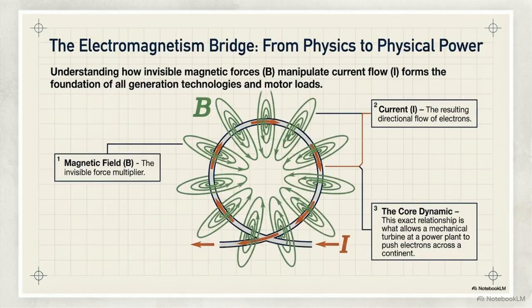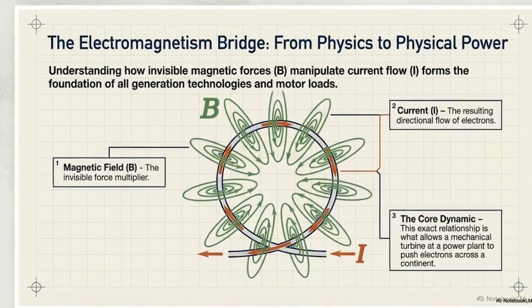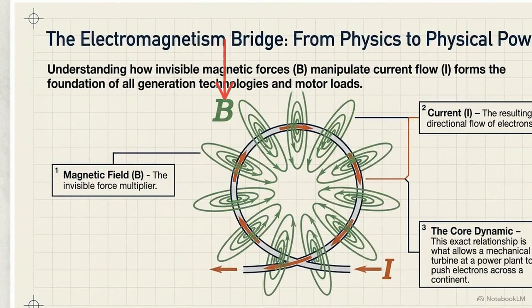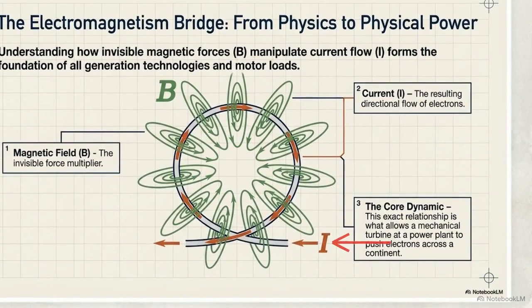This diagram illustrates the electromagnetism bridge. This is the microscopic bedrock that makes all subsequent macro infrastructure possible. We begin with the magnetic field, labeled B. This is an invisible force multiplier. By manipulating this invisible force, we induce a highly specific physical reaction. We force the directional flow of electrons through a conductor, which we define as current, labeled I.